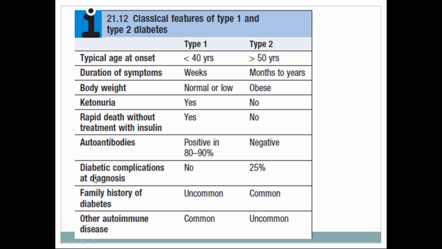And complications at the time of diagnosis, there won't be any complication at the time of diagnosis. That is, microvascular and macrovascular complications mostly will not be present in patients with type 1 diabetes, whereas 25% of type 2 diabetes mellitus patients will have complications at the time of diagnosis. And family history may or may not be present in patients with type 1 diabetes mellitus, whereas it is present in type 2 diabetes mellitus. And other autoimmune diseases are usually present in type 1, whereas they are uncommon in type 2.